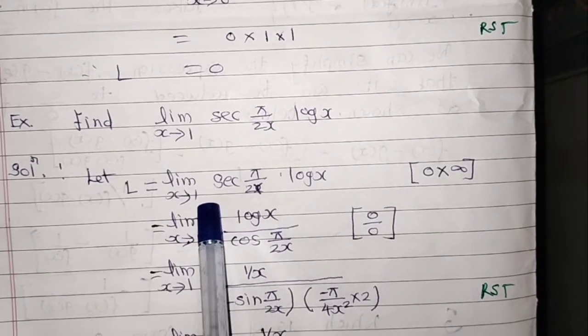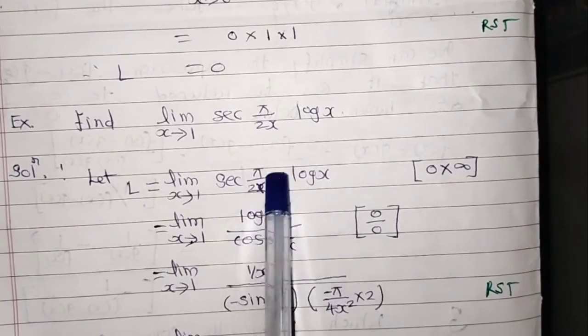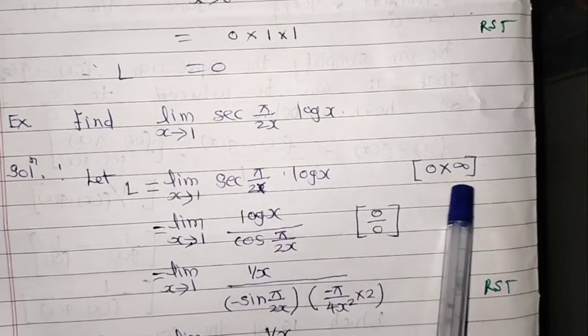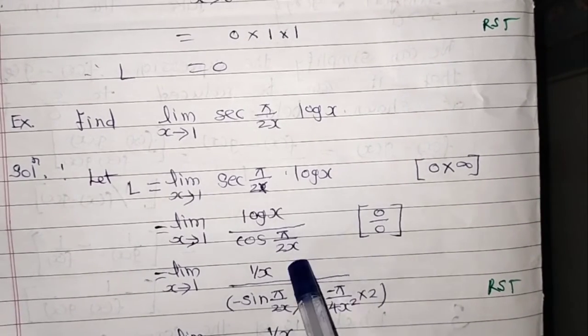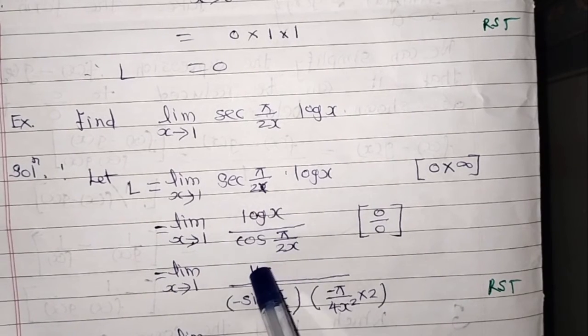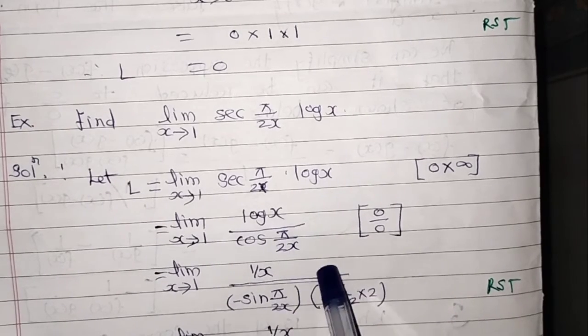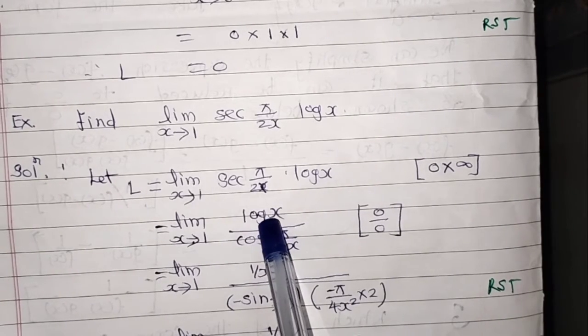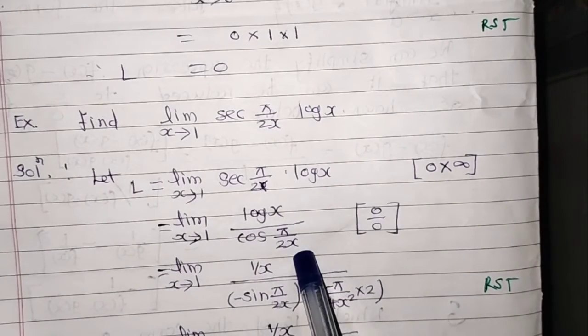Again consider this L equal to given example limit x tends to 1 sec pi by 2 into log of x, which is of the form 0 into infinity. We put this form as limit x tends to 1 log of x divided by cos, sec means 1 upon cos of pi upon 2x, which takes the form 0 by 0, since log of 1 is 0, cos pi by 2 is also 0.